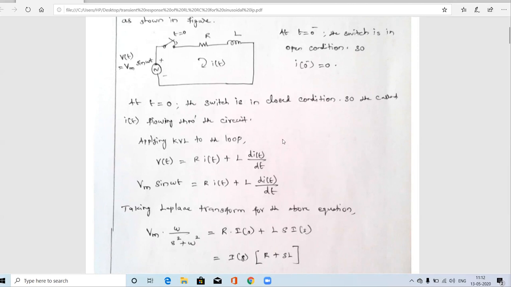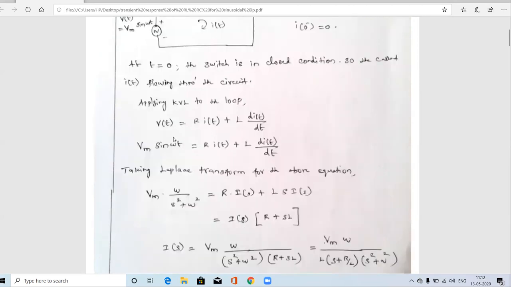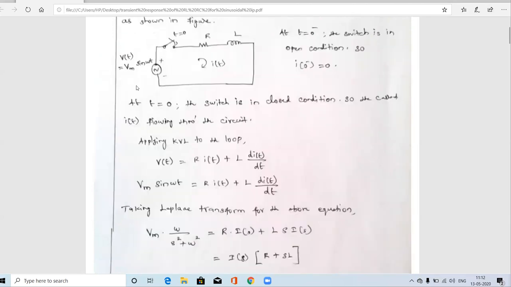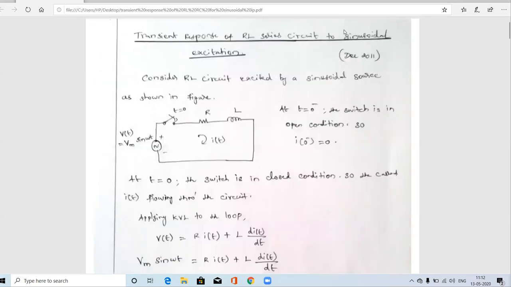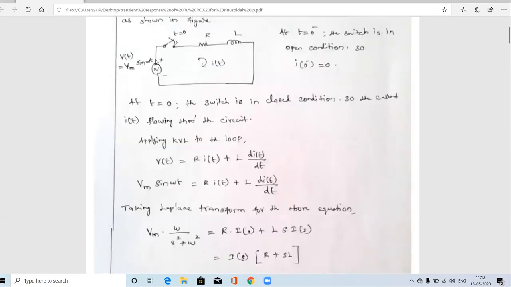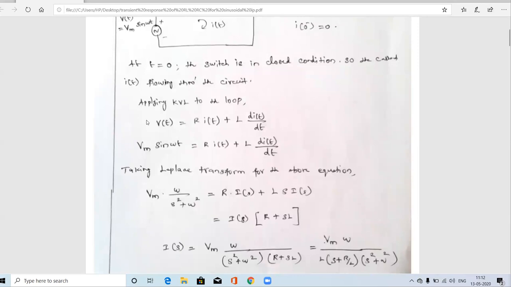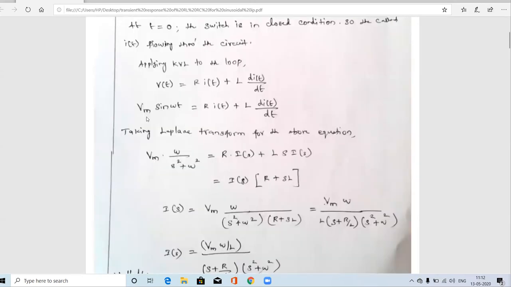This expression we already know, and we have to substitute the value of the input voltage V of t. What is the input we are applying? Sinusoidal input. Excitation means input. What is the expression for a sinusoidal signal? Vm into sine omega t, where Vm is the amplitude of the sine wave and omega is the radian frequency. Instead of V of t, we substitute Vm sine omega t. This is the sinusoidal voltage, and the same thing we write.